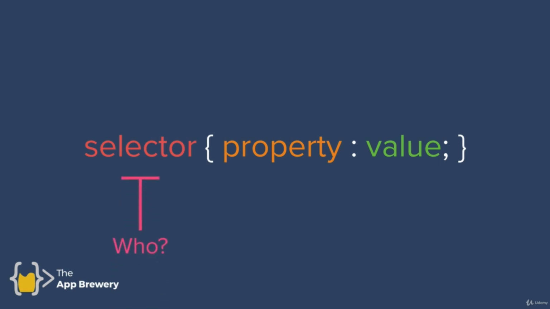Essentially, the selector is basically just the who. So who is it that you want to modify in your web page? Is it the H1? Is it the paragraph tags? Is it the image tags? Whose style do you want to change?